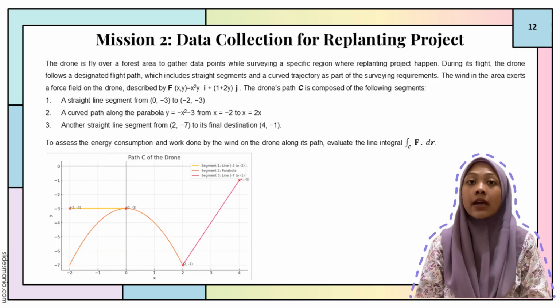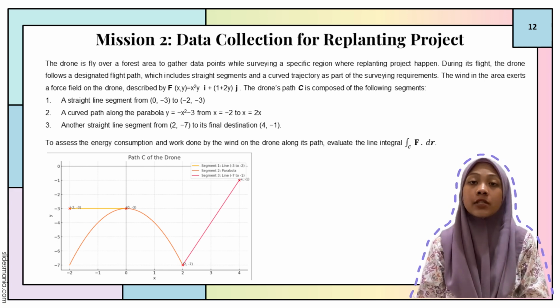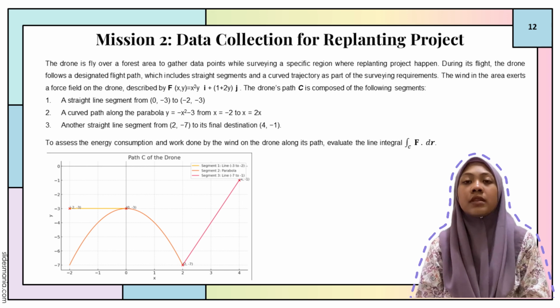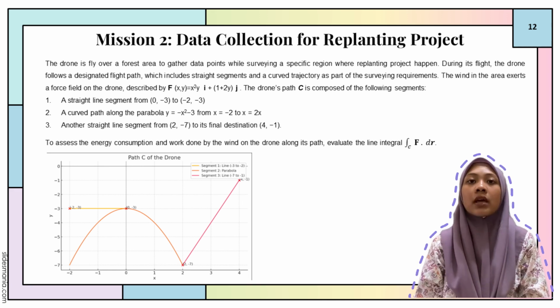The case study for F dot dr will be the data collection for the replanting project. The drone flies over a forest area to gather data points while surveying a specific region where the replanting project happened. During its flight, the drone follows a designated flight path, which includes straight line segments and a curved trajectory as part of the surveying requirements. The wind in the area acts as a force field on the drone, described by F(x,y) equal to x squared y i plus (1 plus 2y) j.